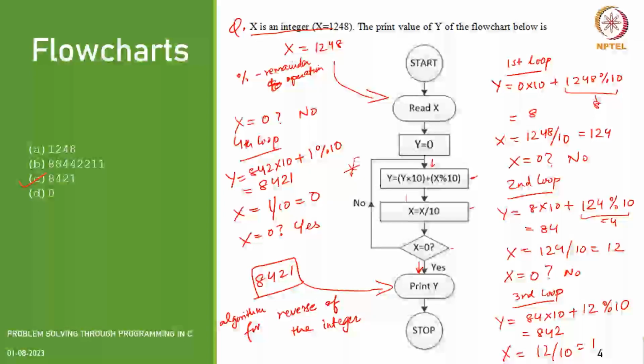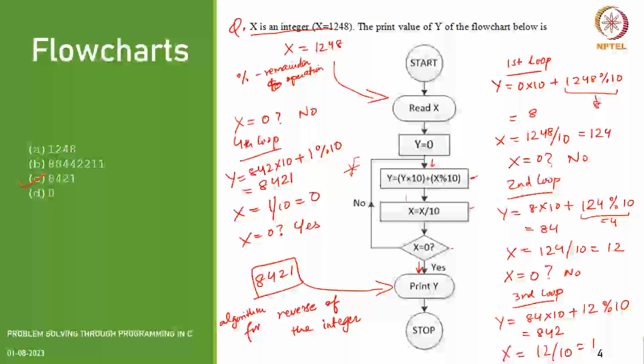So y is currently 8 because it became so in the previous loop. So 8 into 10 plus x, which is now 124, so 124 percentage 10, that evaluates to 84. Next you have x equals 124 divided by 10. Now that is 12, x being an integer. Again you check, is x equals 0? No, it is still not 0, so you again go back and do this again.